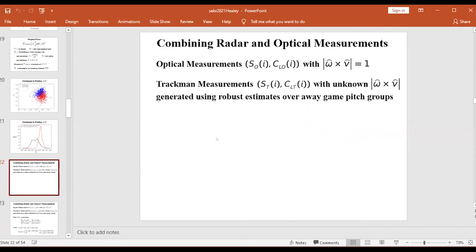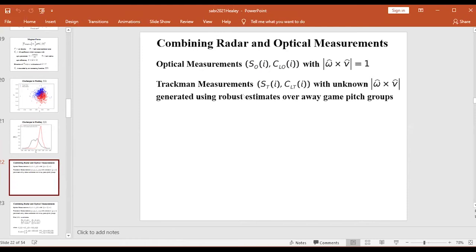Okay, another issue that we have to address is that with TrackMan, we don't know the spin efficiency of a pitch. So what we've done is we've brought in some optical measurements that we got from Alan Nathan from an experiment that he did, and then he also gave us some measurements from some other experiments. And these are very small samples, maybe 20 pitches per experiment. Okay, but the benefit is that they have an explicit measurement, where the spin efficiency is known to be 1. And then we combine those with millions of TrackMan measurements with the unknown spin efficiency.